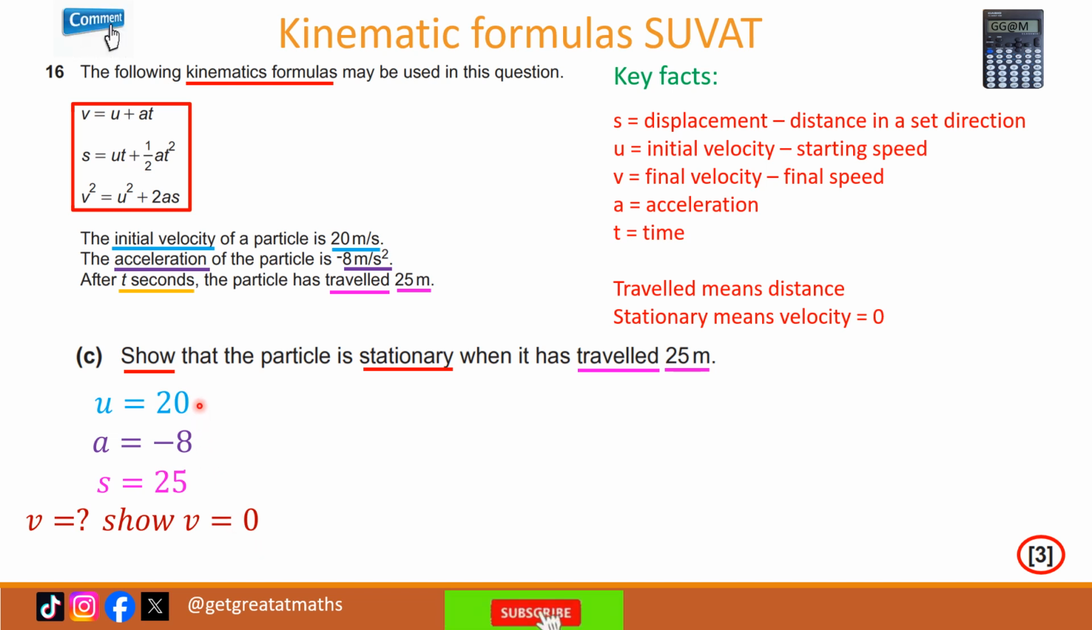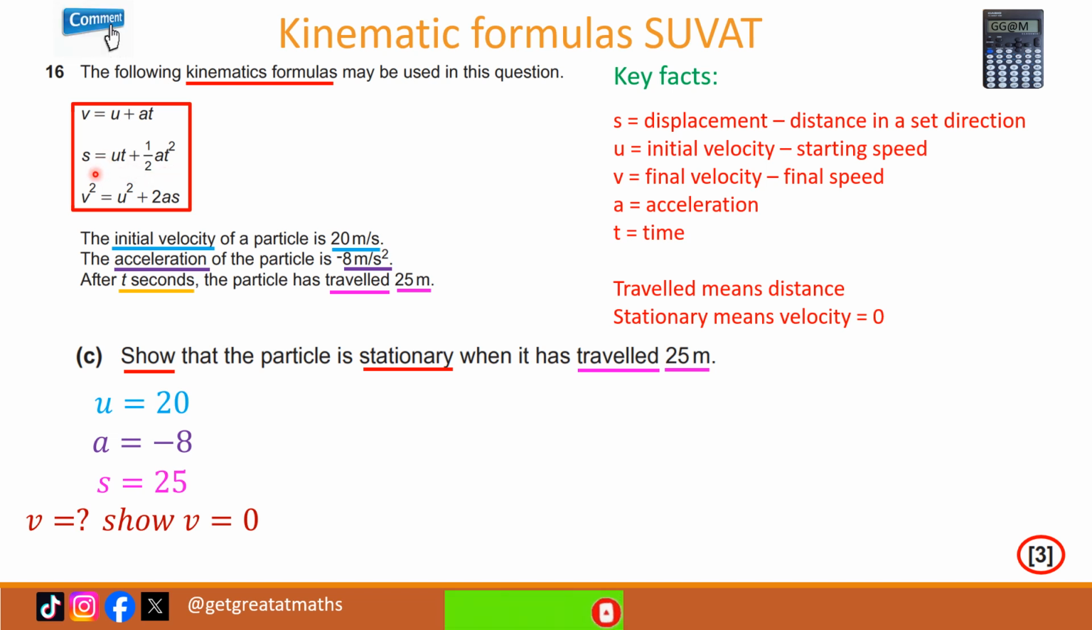Now you have been given some information, U, A and S, and we've got to work out the value of V. So if I look at the top equation, I've got V equals U plus AT. So I've got a V, which is what we're trying to work out. U we know is 20, A we know is negative 8, but we're not using T, so this top equation is no use. The next equation is S equals UT plus half AT squared.